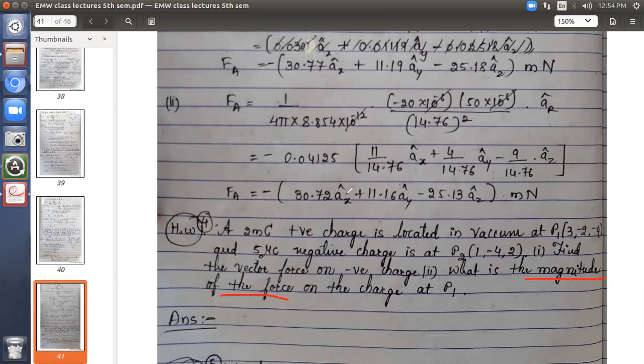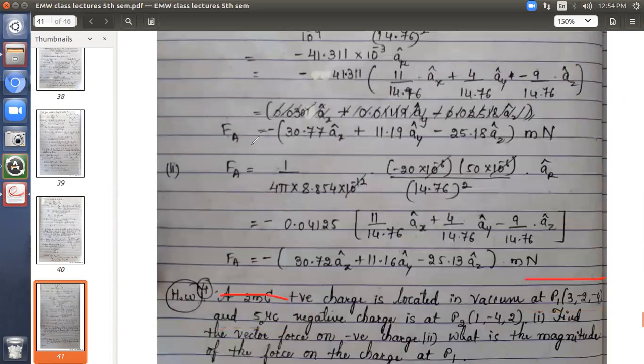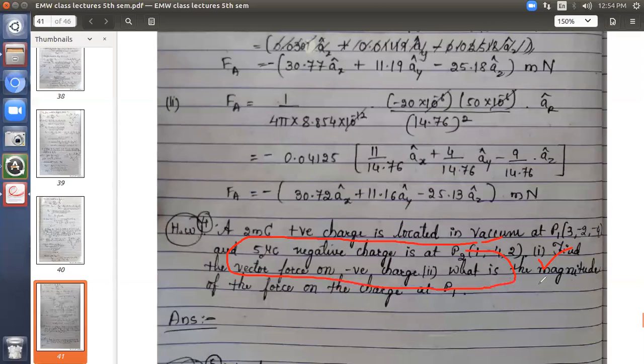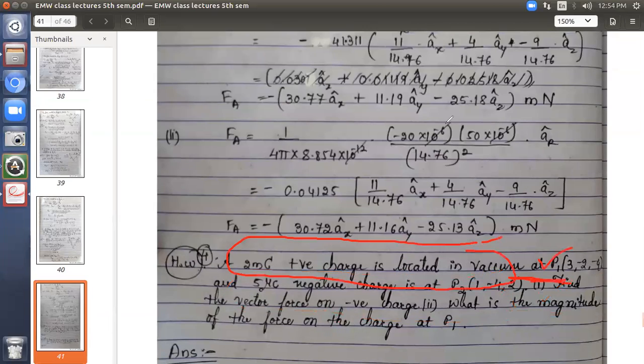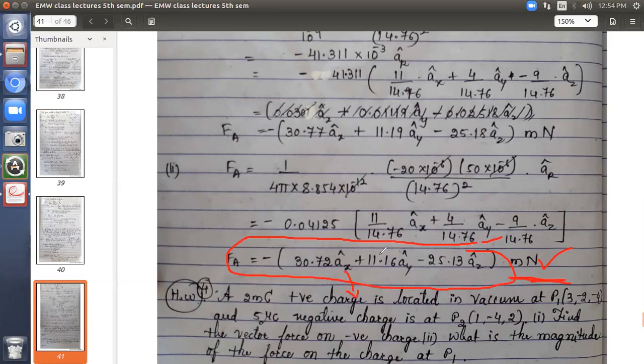So till this point, you need to repeat. Whatever procedure we have followed till now to find the force, the same thing till the end line, we should come, and after that, what do we need to do to find the magnitude? How will you find the magnitude? It's very simple. If there are three different directions given in Ax, Ay, Az, with some units: 30.72, 11.16, 25.13. Some magnitudes are there.